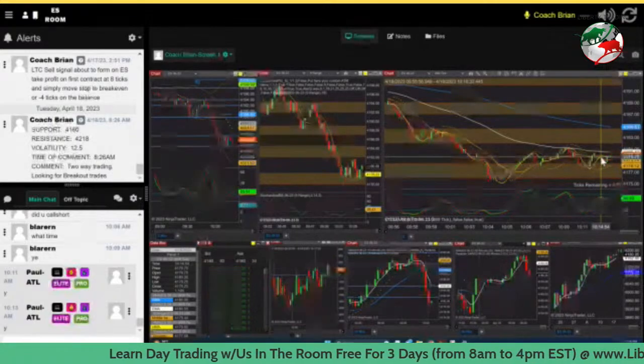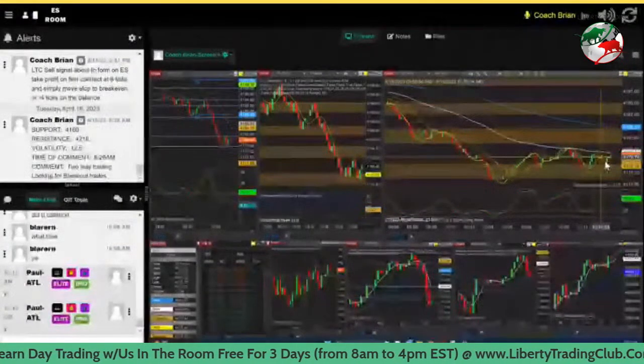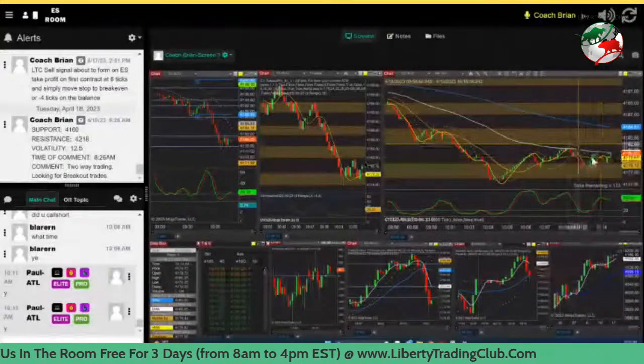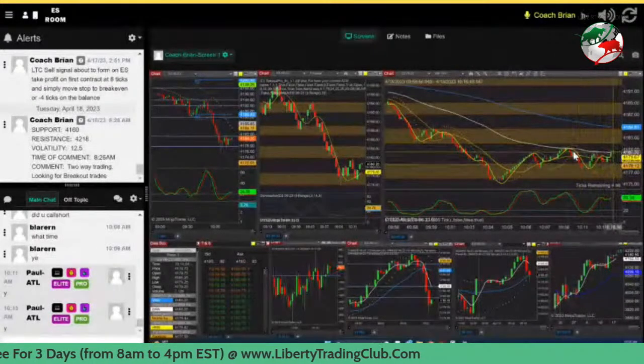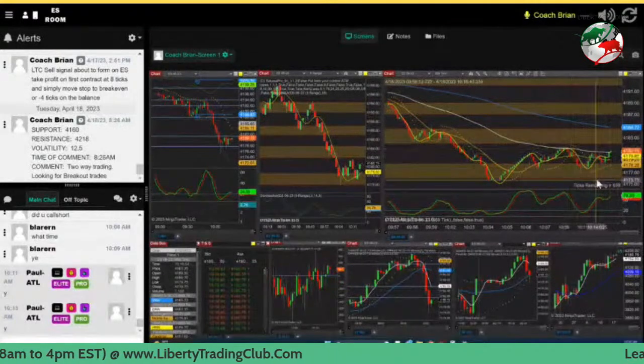So again, going back into a little consolidation area, guys. A little consolidation here. So you can play the breakout either way.